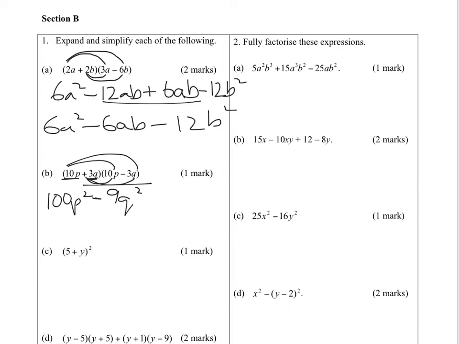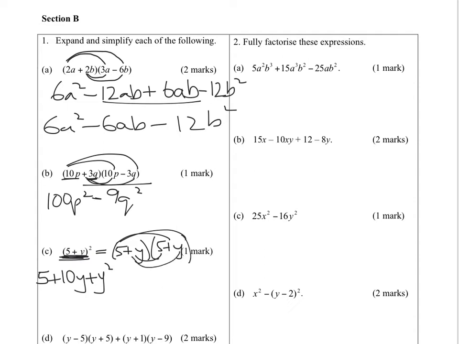Okay, we have a perfect square here. So the quick way would be square the first, double the product. Now the product of those two together is positive 5y. Double it, so we get positive 10y. And square the last, which is y squared. Now the slower way would be to write the brackets twice because it's squared. 5 times 5 is 5 squared, 5y, 5y, which gives you 10y, and y squared.